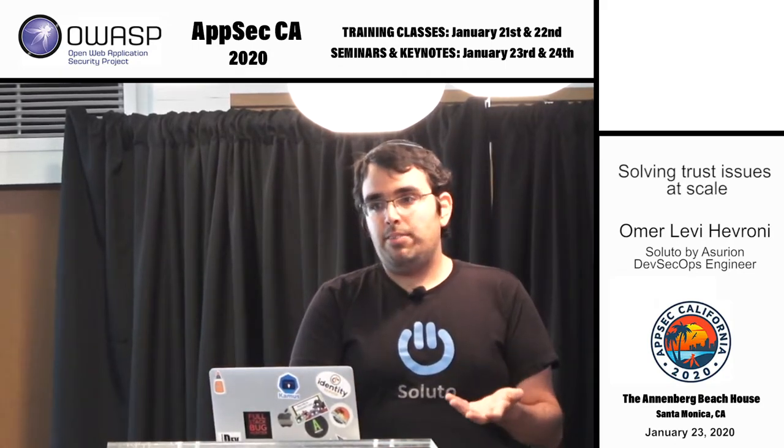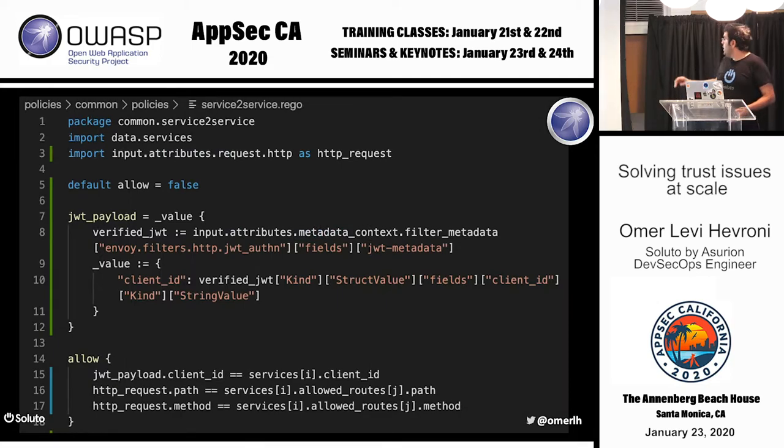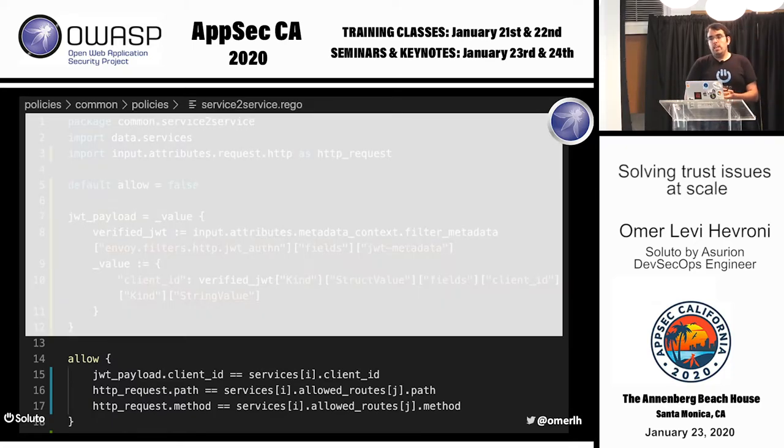And this is where the data feature comes in handy. We can create a JSON file describing the exact same data. We have the client here, the path, and all that. And then write a generic policy that, based on the data file, decides if the request is allowed or denied. So it's pretty much like before, just this time we use the data file. And now all the devs need to do is edit the JSON file. They don't need to know that Rego even exists.